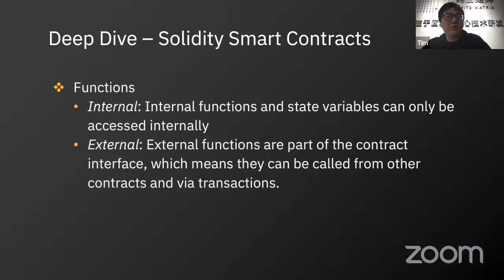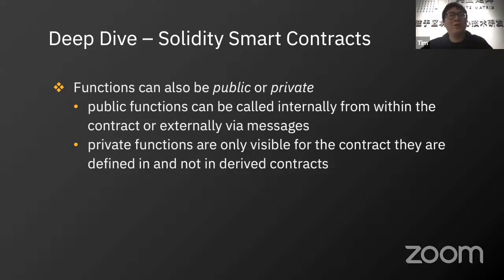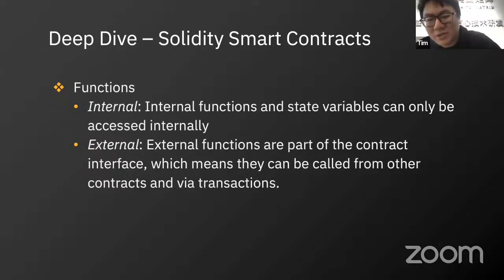Okay, so these are the function modifiers. They are different types of functions. Basically there are 4 different types: internal, external, public, and private. Internal functions and state variables can only be accessed internally, like within the current contract.